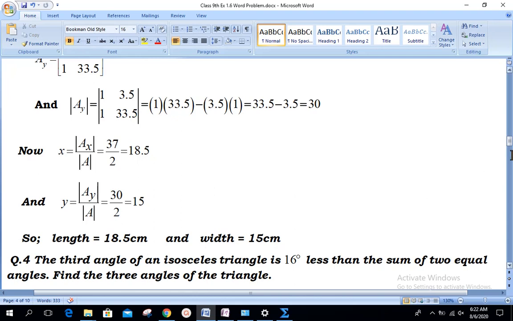Next question, that is number 4. What says the question? The third angle of an isosceles triangle is 16 degree less than the sum of the two equal angles.